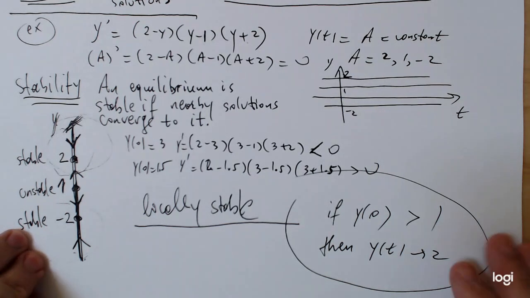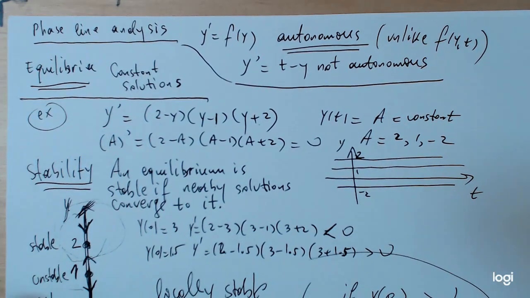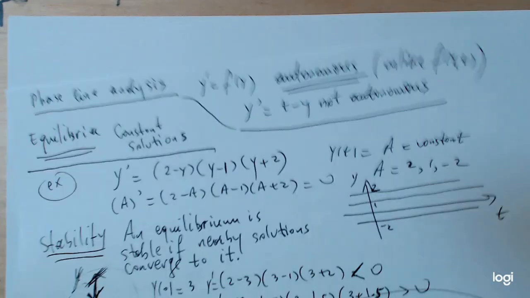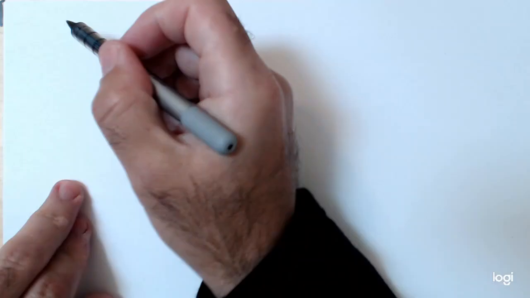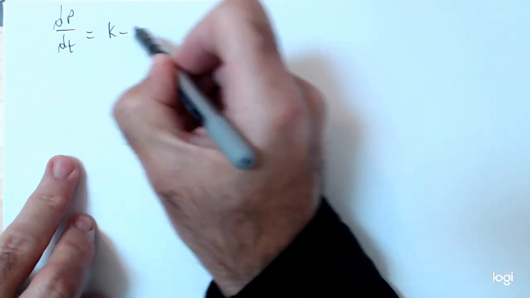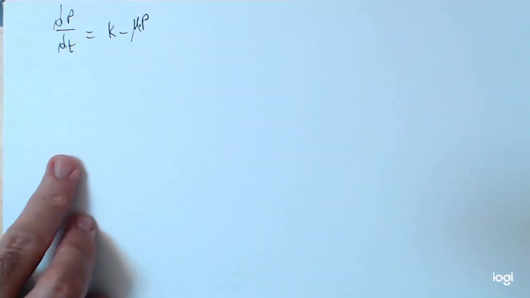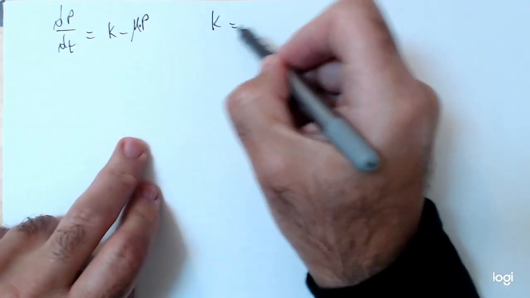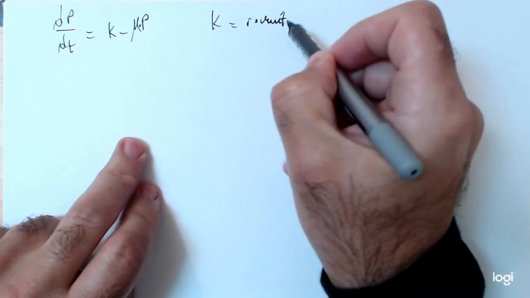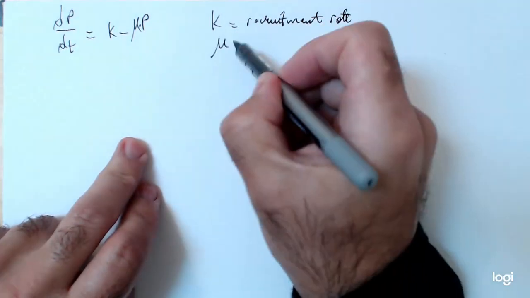Okay, let me get back to the problem with k over mu, just to see how easy it is to answer those modeling questions just by doing the phase line analysis. So remember the ODE, that population model, was dP/dt equals k minus mu times p. k was the recruitment rate, and mu was the death rate.